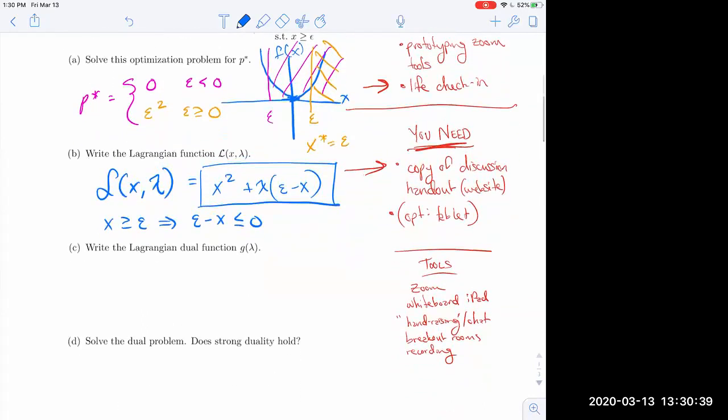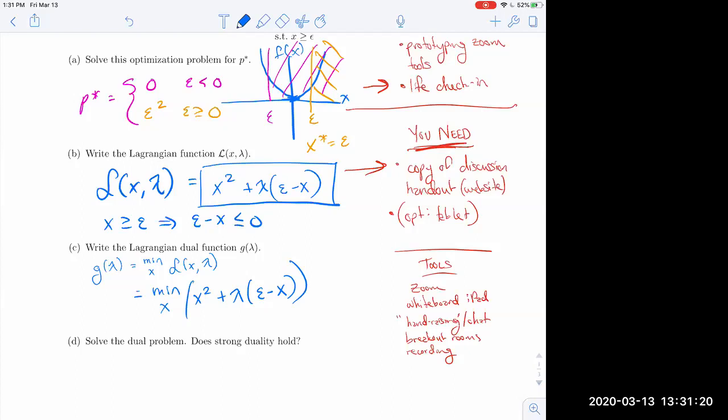This next part will just be the dual function. So we have g of lambda, which, if you remember, we define as the minimum over x of L of x lambda. Let's make that a little bit smaller, which is equivalent to min over x of x squared plus lambda times epsilon minus x.